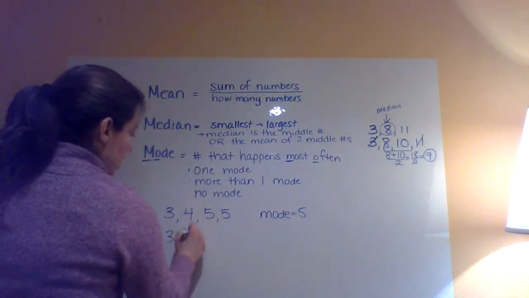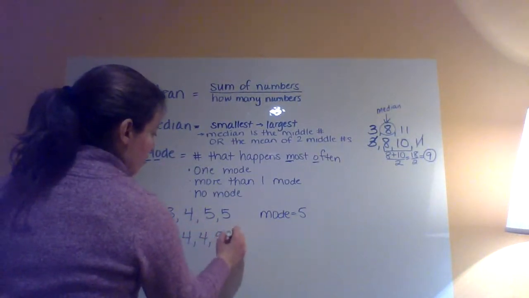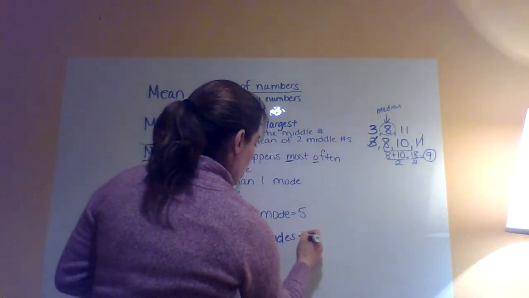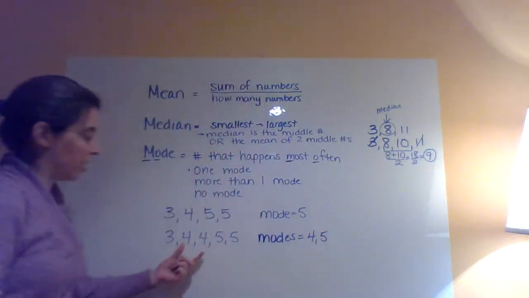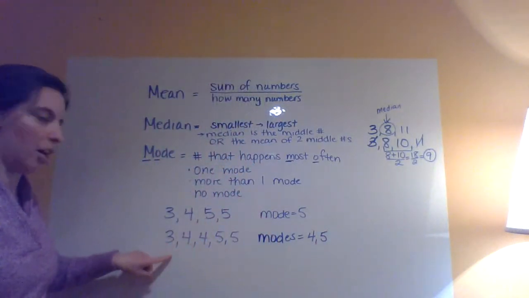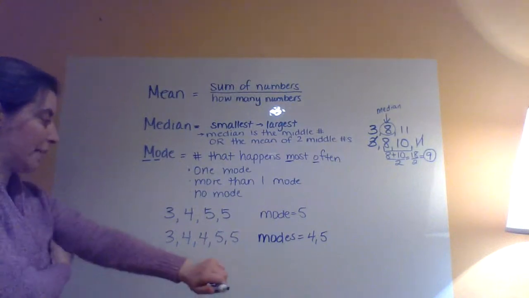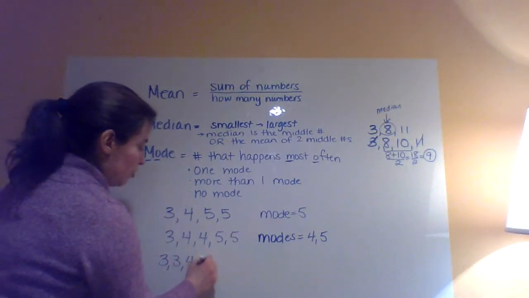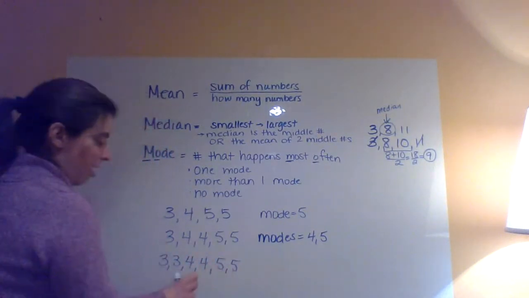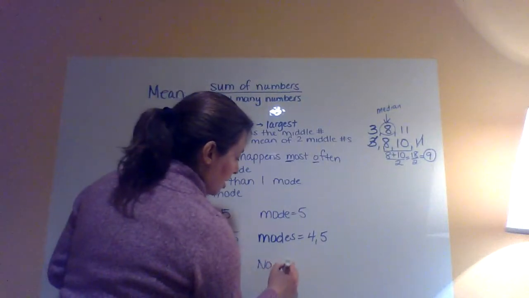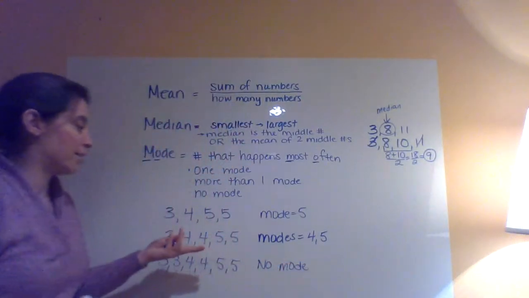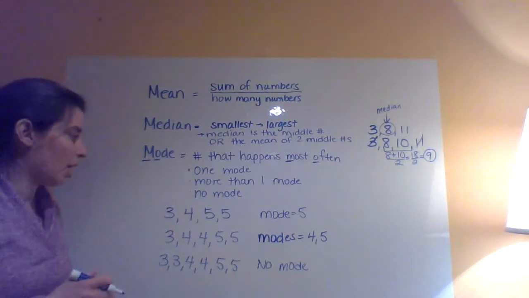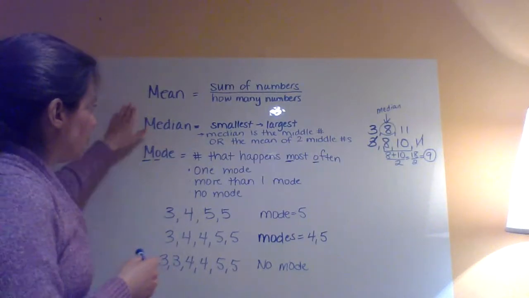If I have 3, 4, 4, 5, 5, then I have 2 modes. My modes are 4 and 5 because they both happen more often than other numbers, and they happen the same number of times. If though I have 2 3s, 2 4s, and 2 5s, so that again they all happen the same number of times, now I have no mode. So the mode has to be the winner or the winners, whatever happens the most. Okay. So that's just a quick review of mean, median, and mode.